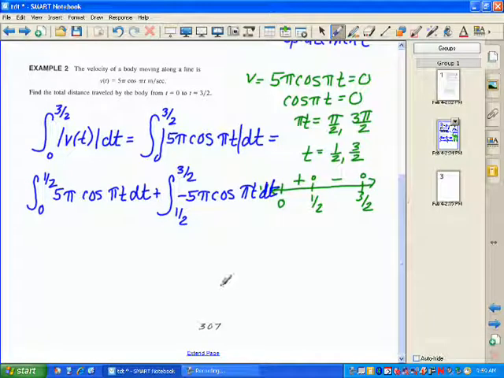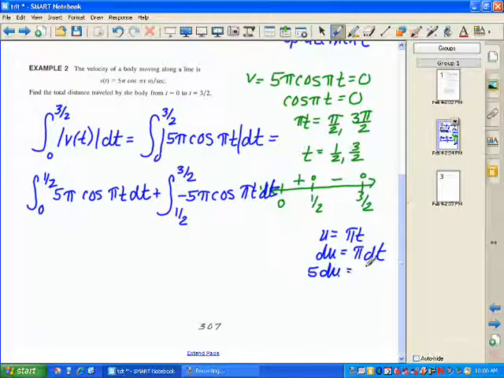Okay, so far? Okay, my little u down here again. u is pi t, du is pi dt. Okay, here we go. Change my limits of integration. They'll be 0 and what's this one? Pi over 2.